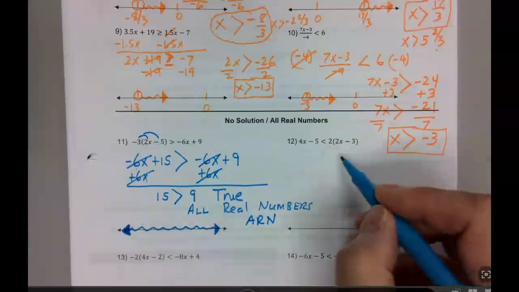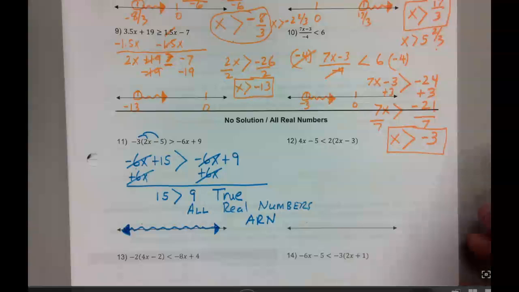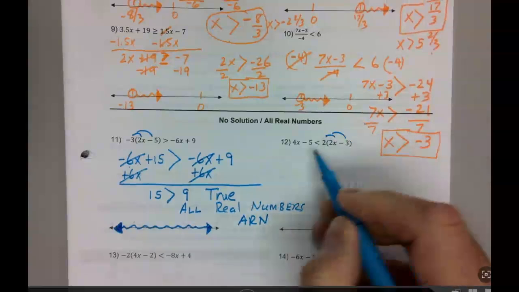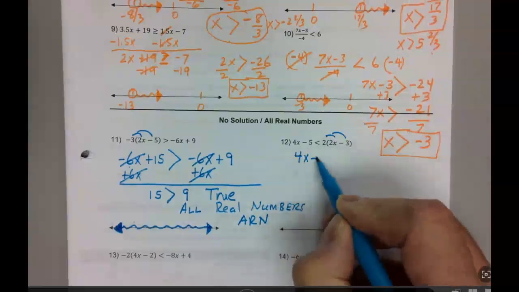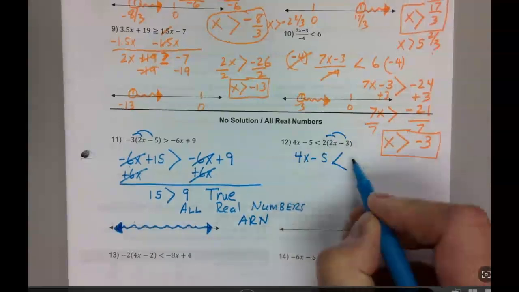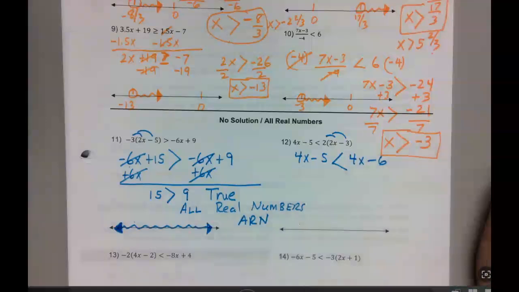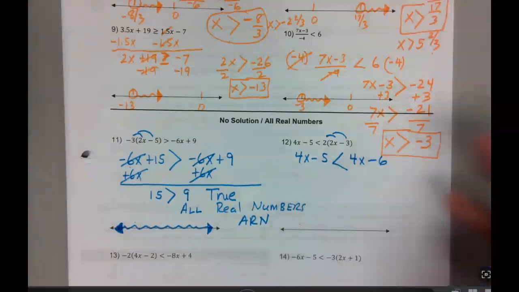Okay, this one here, what do we have? On number 12, what do we have to do? First, distribute. So I have 4x minus 5 is less than 4x minus 6. Does that look right to you guys? Correct? Now, there's no more simplifying to do, is there?